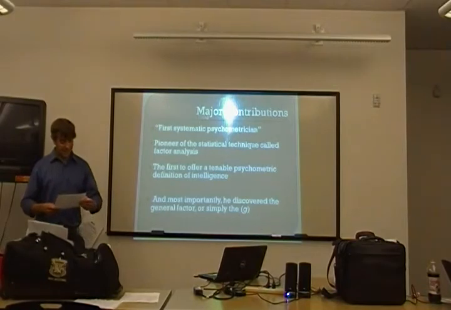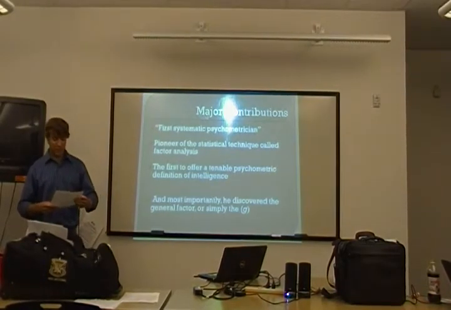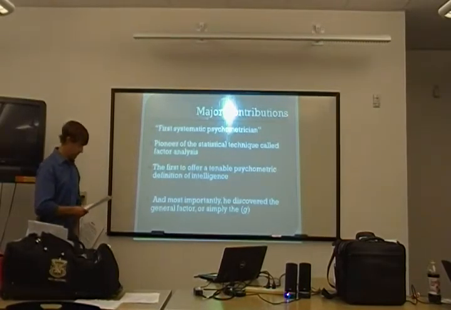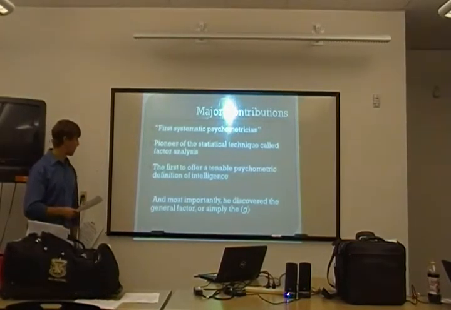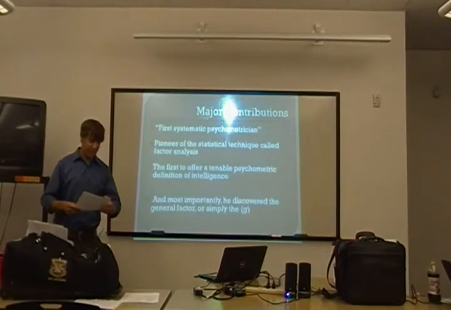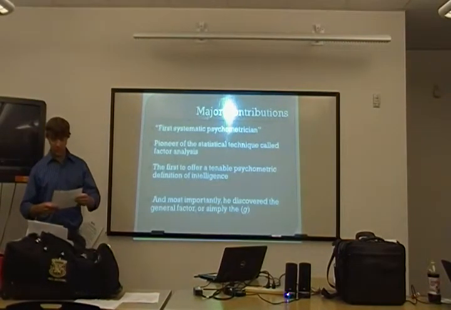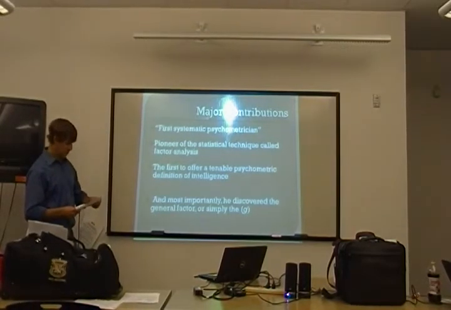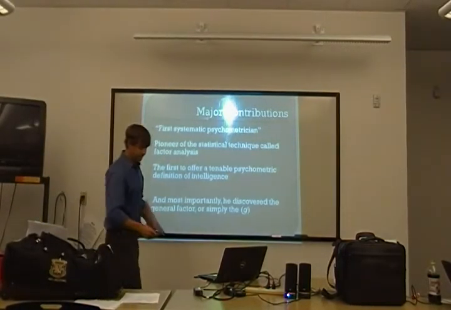All right, moving on. Spearman was the first to offer a tenable psychometric definition of intelligence. Class? The first to offer a tenable psychometric definition of intelligence. Excellent. And finally, and most importantly, he discovered the general factor, or simply the G. Class? Most importantly, he discovered the general factor, or simply the G. Great.